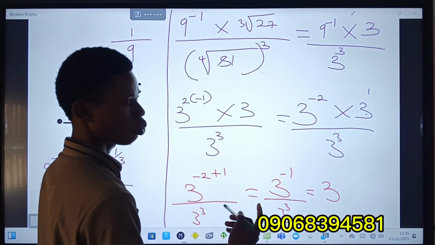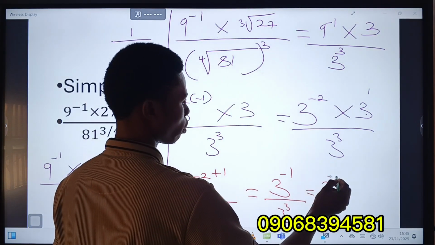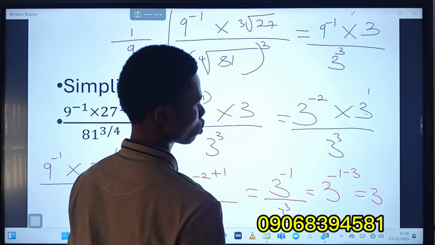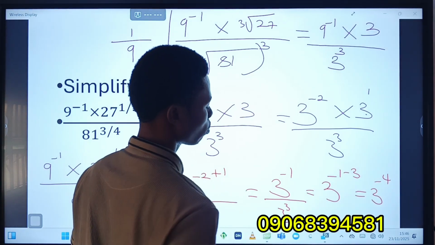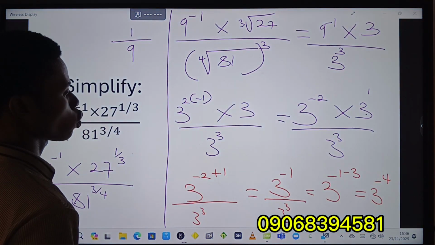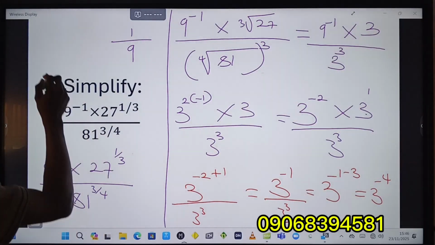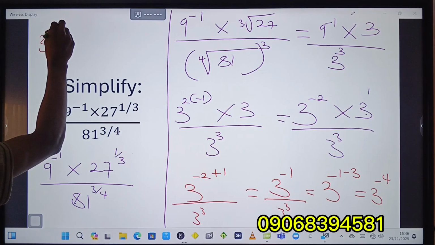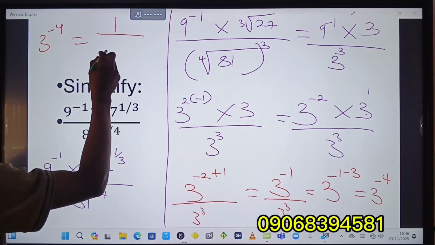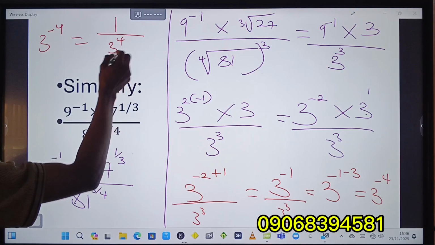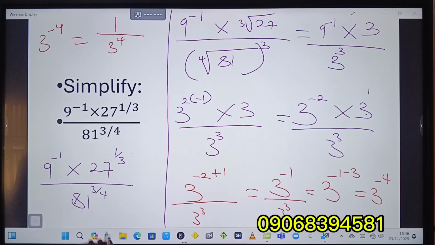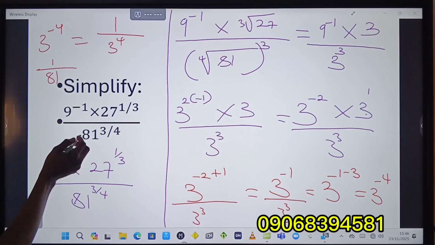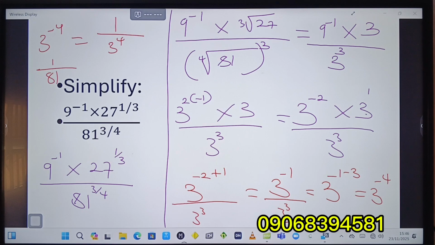Since it's division, what do I do to the powers? I subtract. So I'll be having minus 1 minus 3. This will be equal to 3 raised to power minus 1 minus 3, which is minus 4. That becomes our answer. If you don't want to leave your answer that way, 3 raised to power minus 4 is the same thing as saying 1 over 3 raised to power 4, right? So depending on how your option is, this is the same thing as saying 1 all over 3 raised to power 4, which is 81, right? 1 over 81. So you just check how the options are, then you take the correct answer.